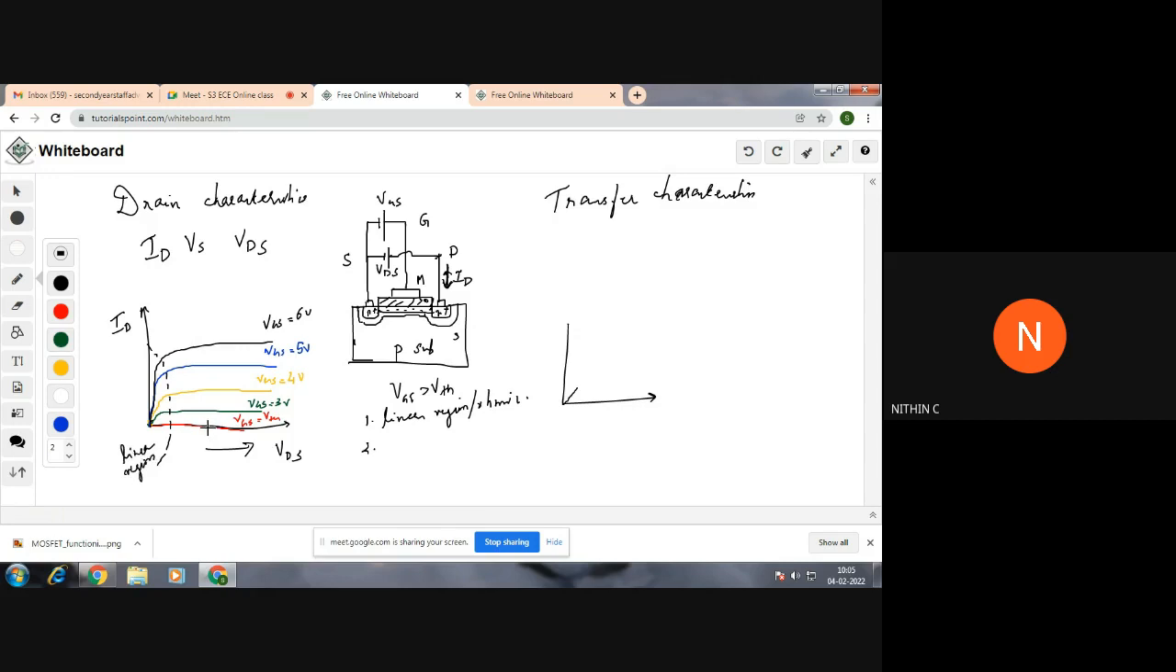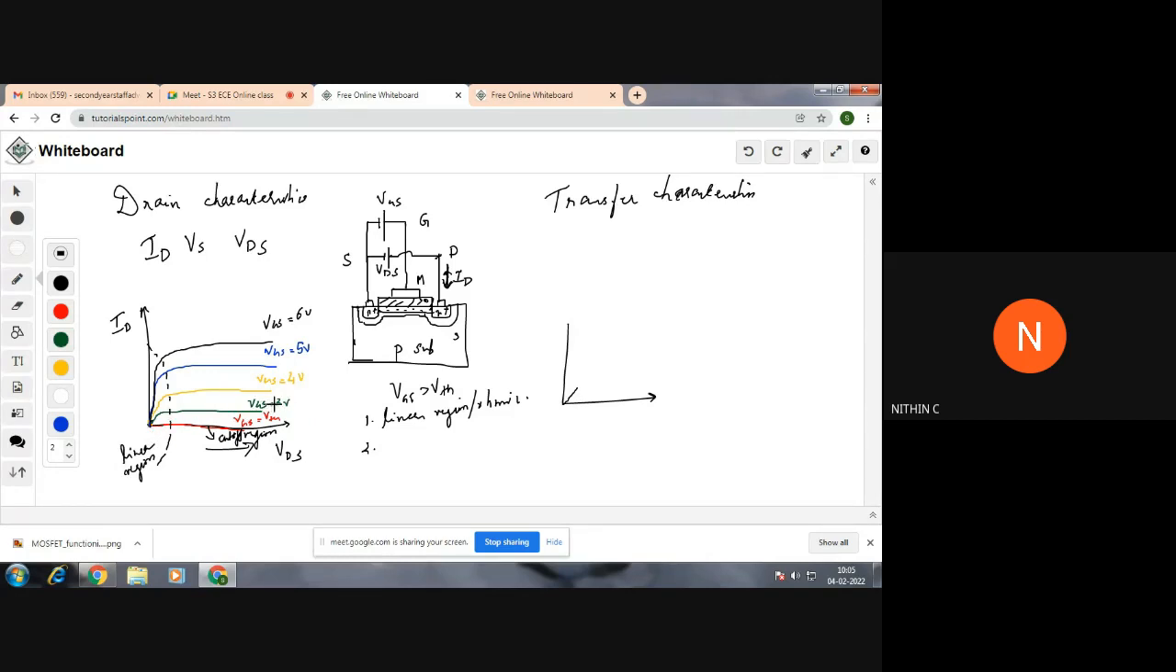And this one you can say is the cutoff region. Below this red line you can say it is the cutoff region. VGS less than VTH, there is no current flow, so that is the cutoff region. And these linear portions are called the linear region. These figures are for different VGS values.